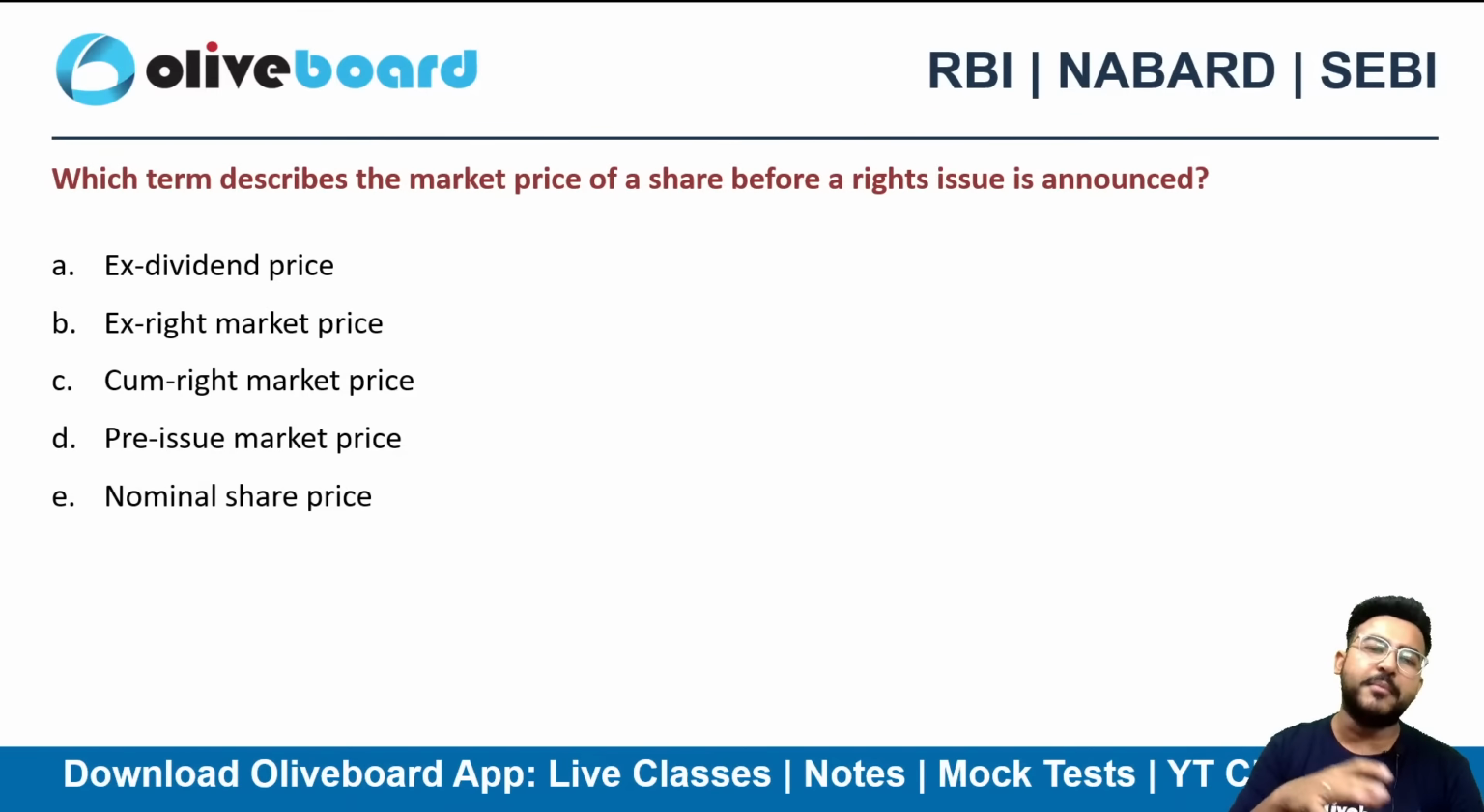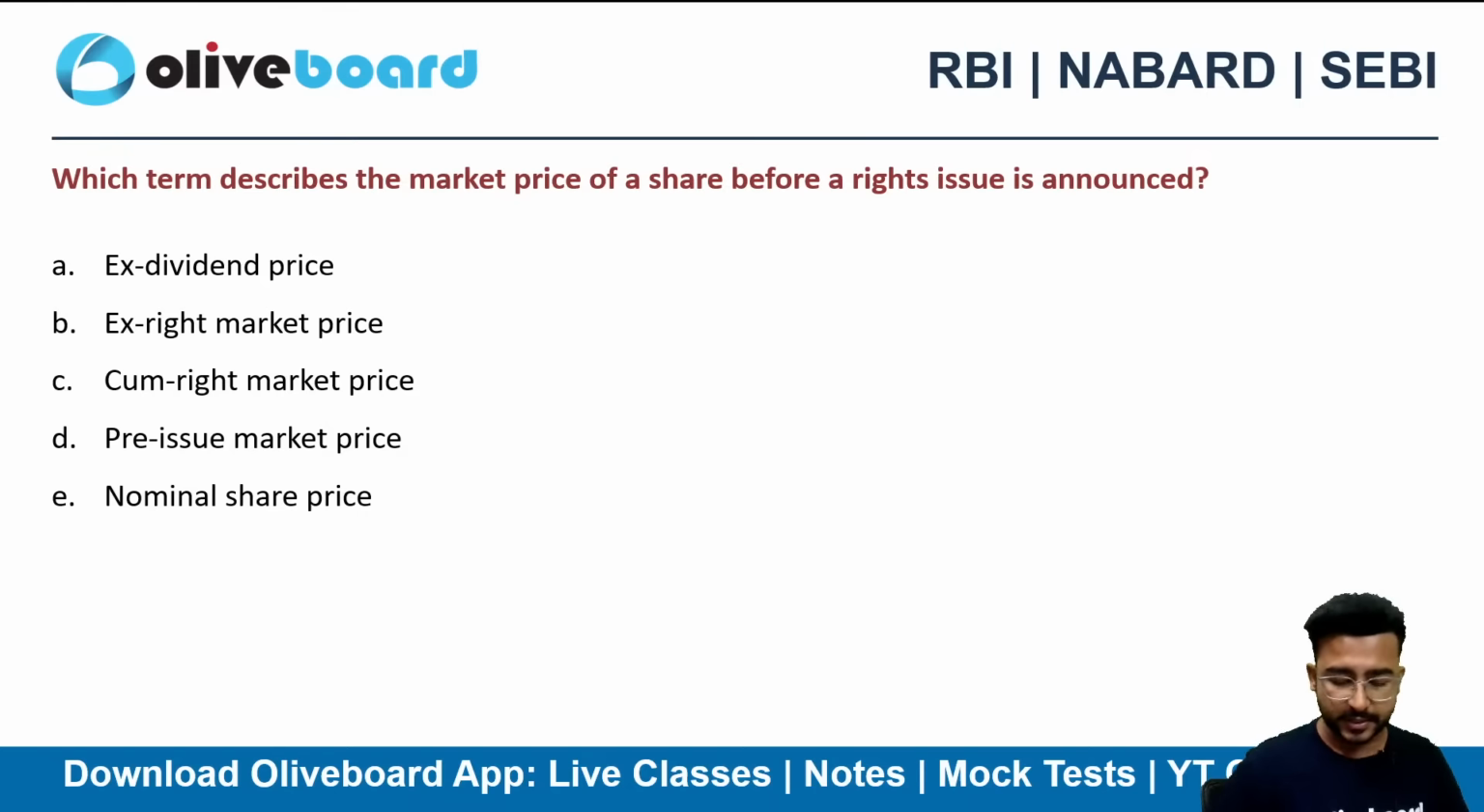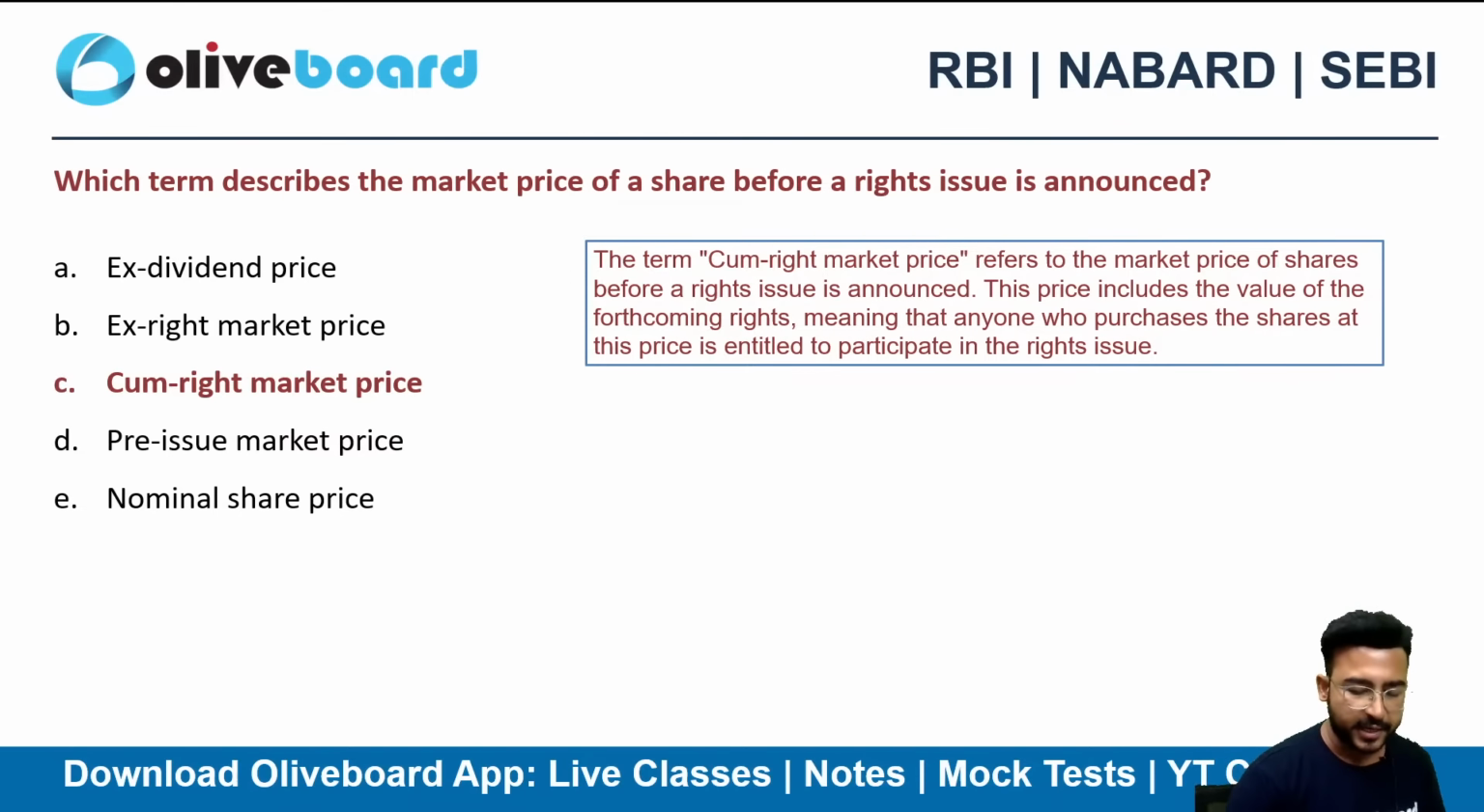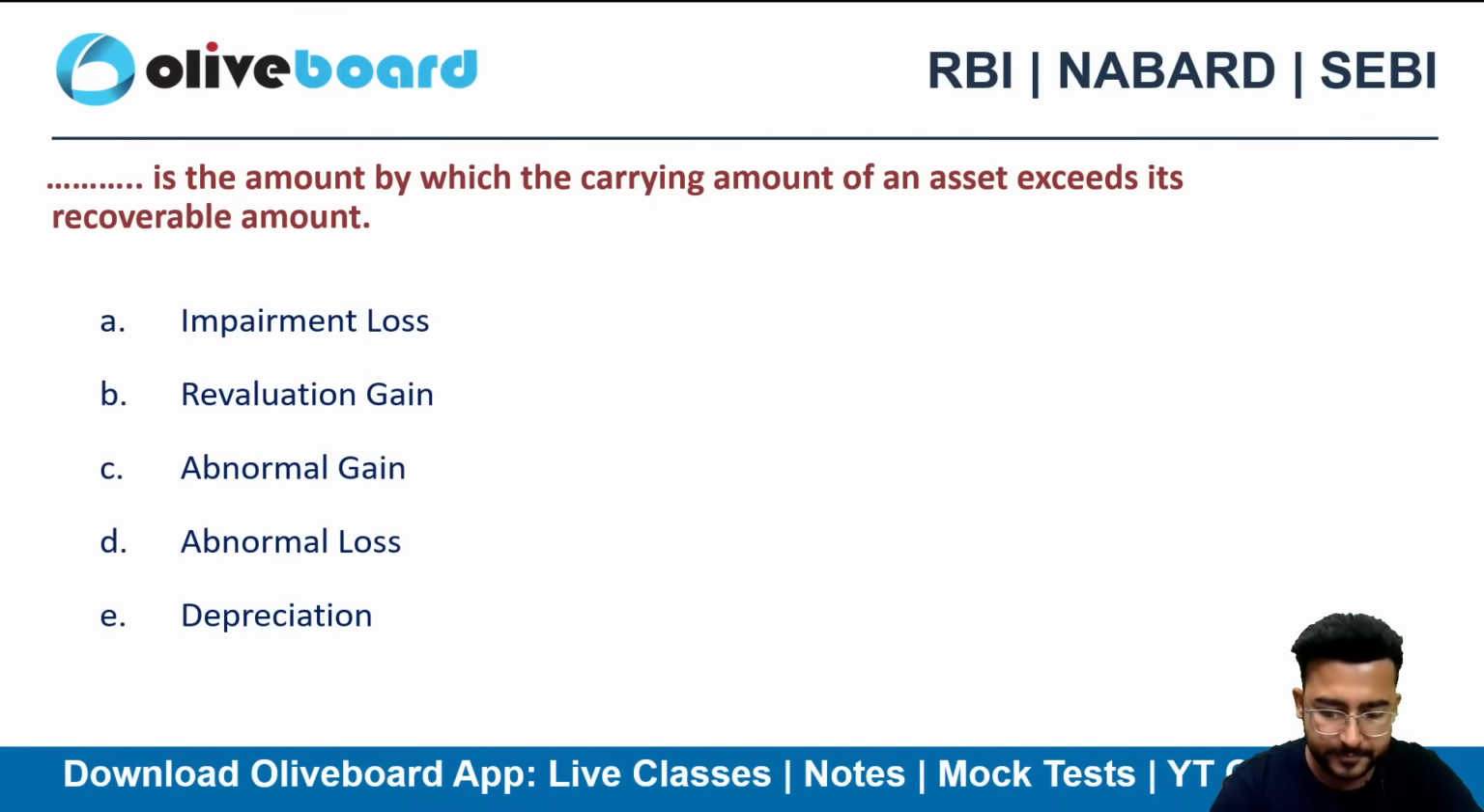Which term describes the market price of a share just before the right issue is announced? Any idea, guys, about this one? It is cum right market price, right? Just before the right issue, cum right market price. Just after the right issue, ex right market price. And the difference between cum right and ex right price is nothing but the value of right.